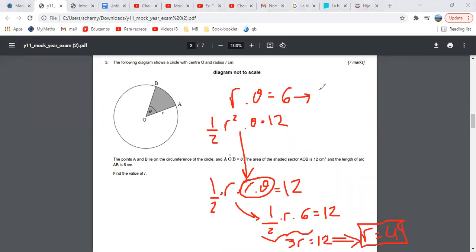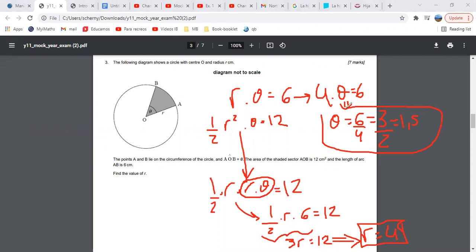And check that now that we have the value of R, we can come here, for example, and we know that R is 4, so 4 times theta is equal to 6. And this means that theta is equal to 6/4 or 3/2. Okay, so 1.5. So we can also know the value of theta, given that we already calculated the value of R. Okay, so we can know both things.